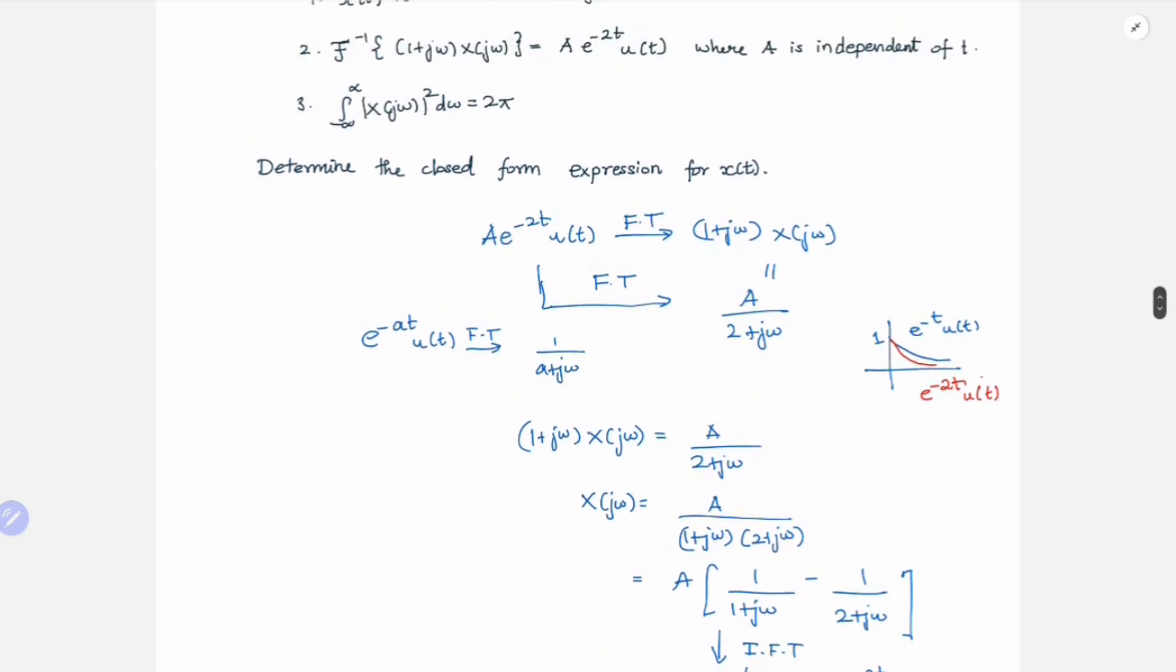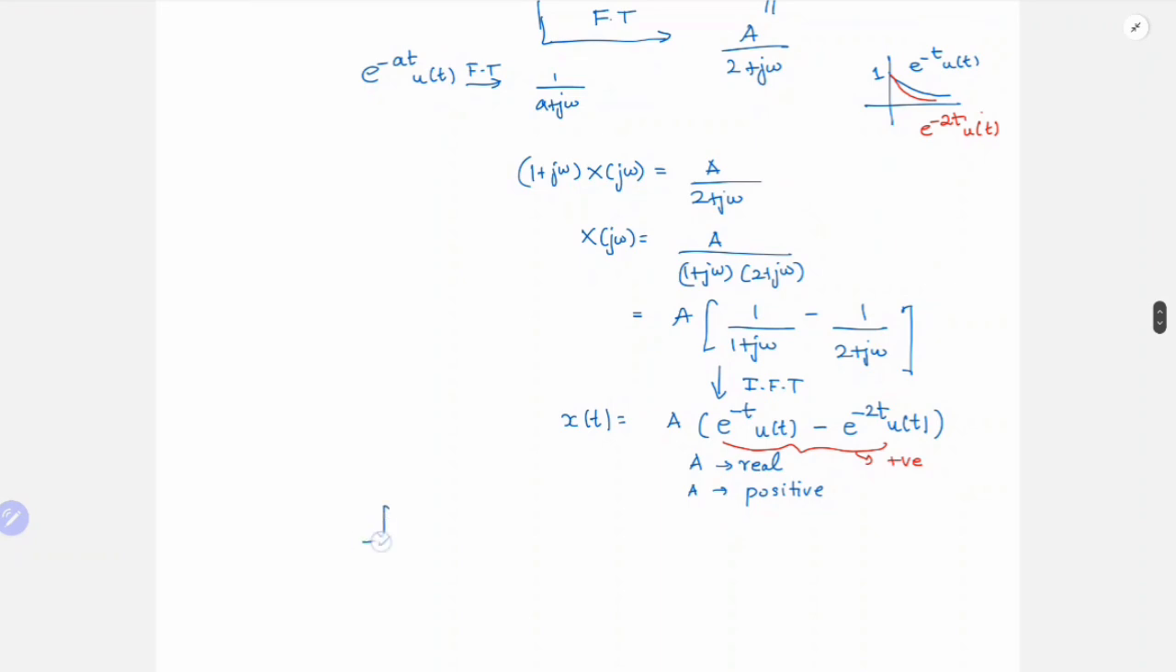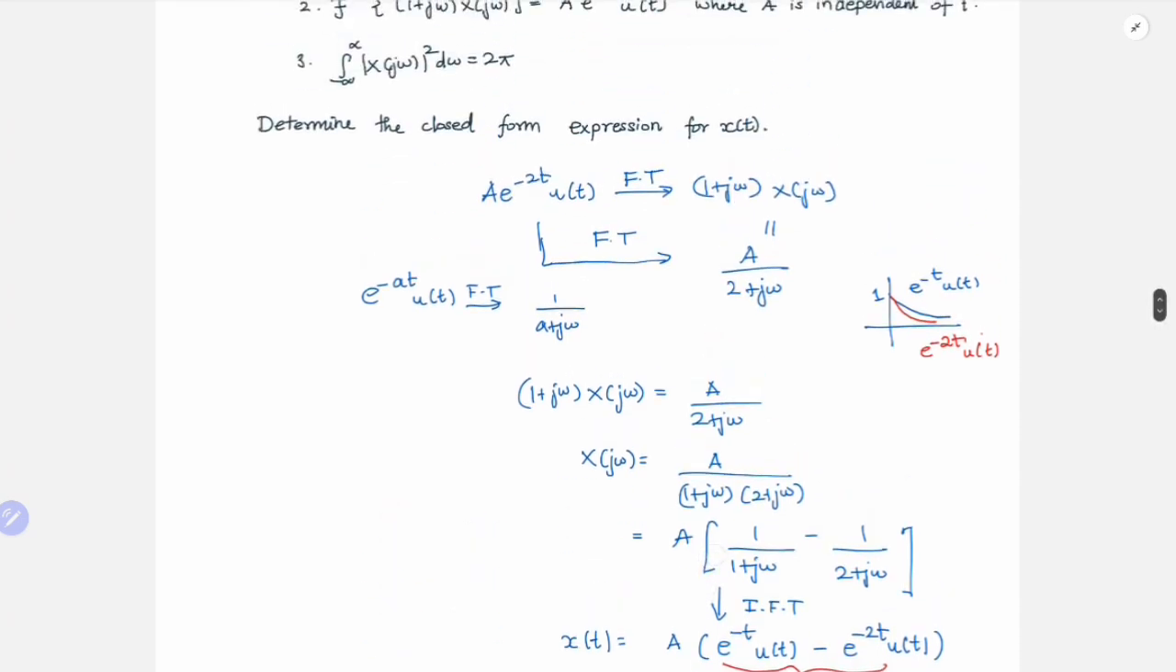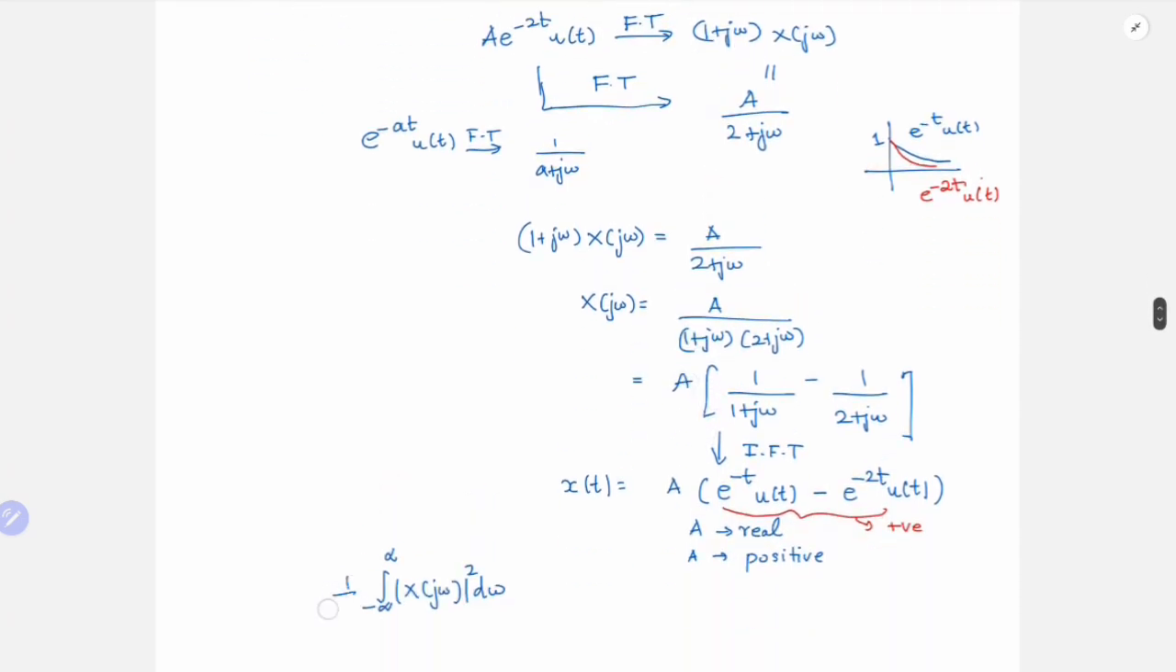Now let us use the third condition. The integral from minus infinity to infinity of mod x of j omega whole square d omega is equal to 2 pi. So this 1 by 2 pi is equal to 1. So this is nothing but the integral from minus infinity to infinity of mod x of t whole square dt, right? Parseval's relation.